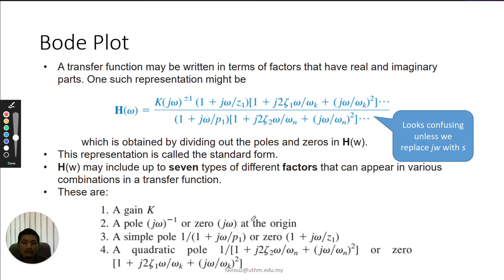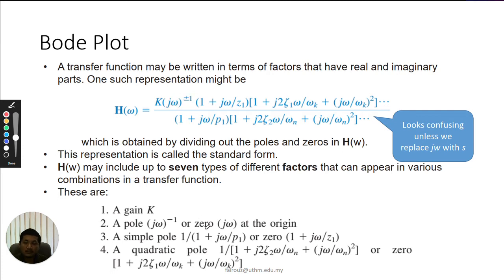And then we have pole, which is represented by, if we change this j omega with s, then pole is actually 1 over s, right? Or 1 over j omega. That is the second factor, which we call pole. So in this case, pole is this, if the value is -1, right?